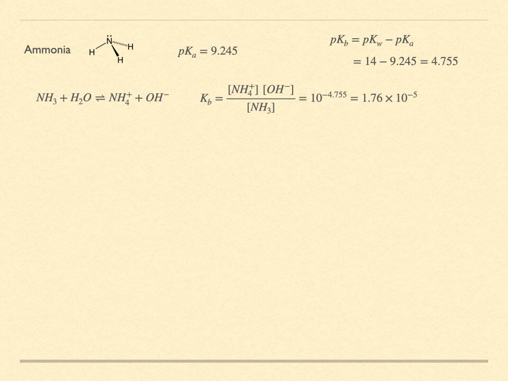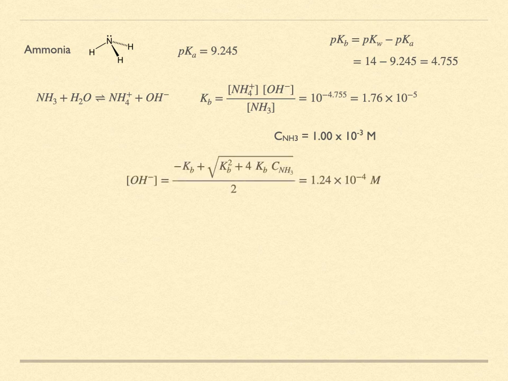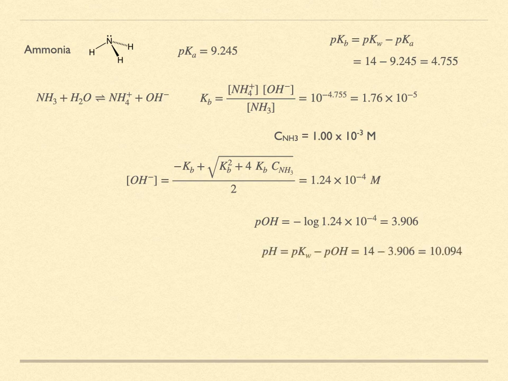So what is the pH of a 1 millimolar solution of ammonia? We can again use the quadratic approximation solution. However, this time we are solving for hydroxide concentration rather than hydronium ion. We substitute for the formal concentration and this value for the base hydrolysis constant and obtain 1.24 times 10 to the minus 4 molar for the hydroxide concentration. Well, it's easy to turn that into pOH, and it's 3.906, but we want to know the pH of the solution. There's that same relationship to pKw. We easily get 14 minus 3.906 equals 10.094, which is the pH of the 1 millimolar solution of ammonia. A very basic solution indeed.